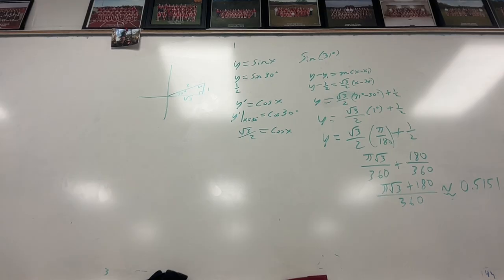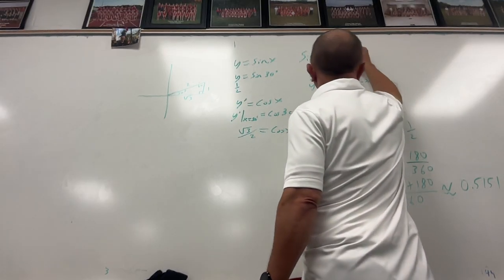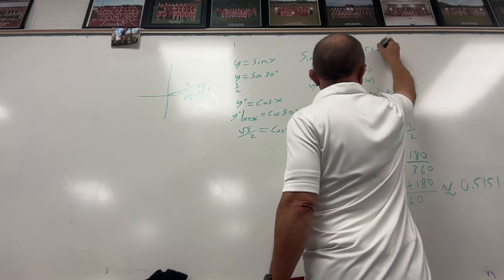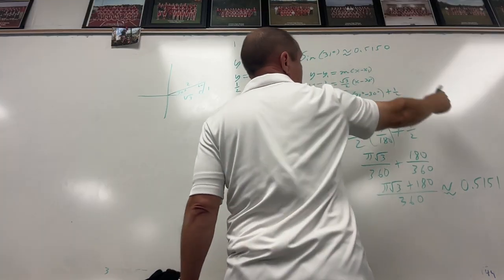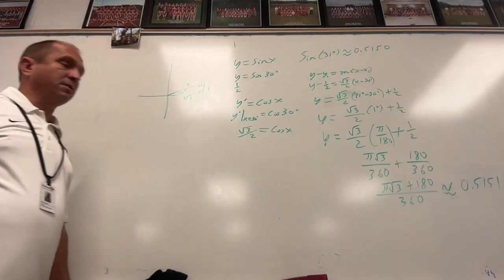Now, do the sine of 31 degrees in your calculator. I would switch to degree mode and do sine 31 like that. 0.5150. Okay, so this is less than our approximation, so that's on a part of a curve that's also concave down.